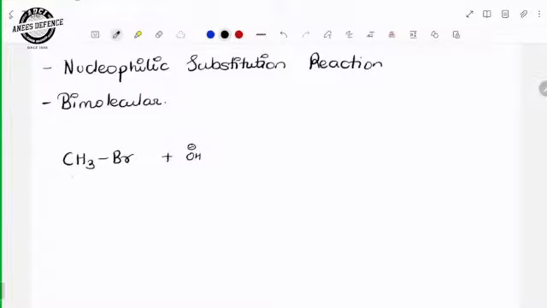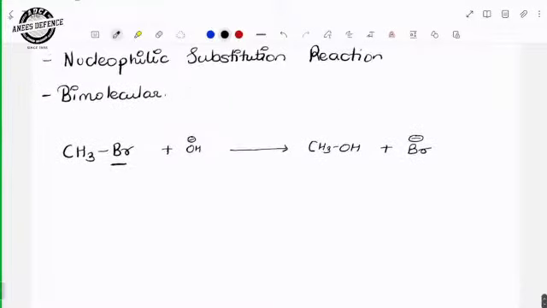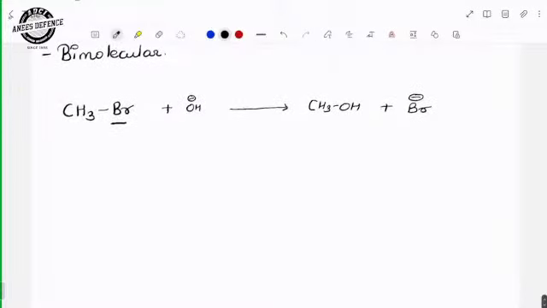We'll see the mechanism, but now we are just writing the general reaction. This OH minus will substitute this bromine. So the resultant product will be CH3OH plus Br minus. OH minus came in place of Br, and Br is my leaving group. Now let us see the mechanism and try to understand why it is known as SN2 mechanism.